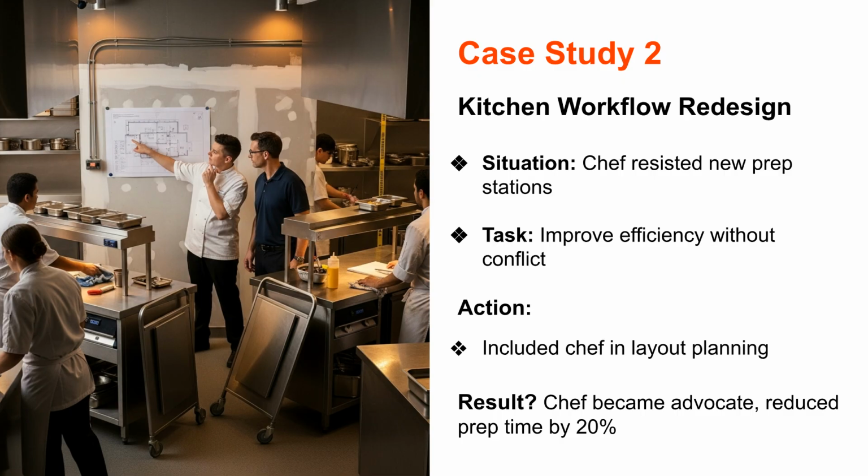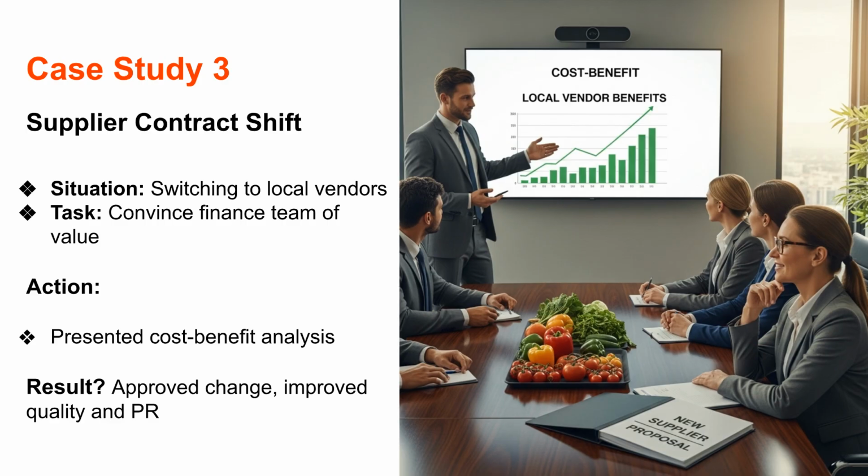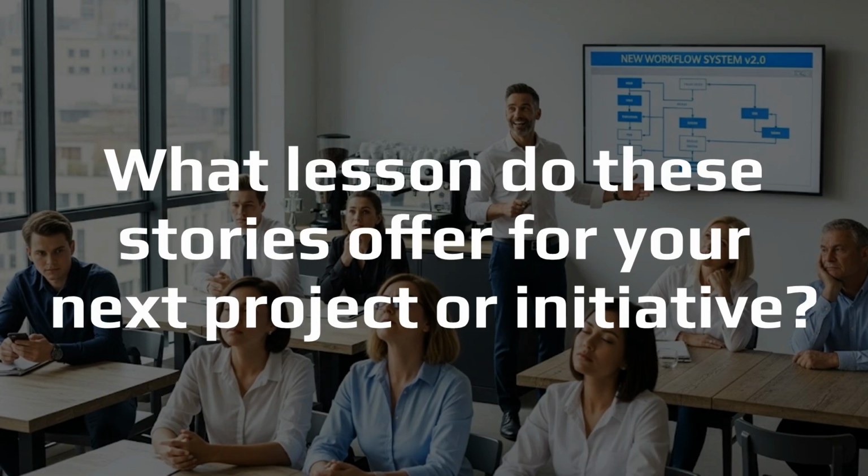Case study 2 involved a kitchen workflow redesign where the chef resisted new prep stations. By including the chef in layout planning, he became an advocate, reducing prep time by 20% and improving efficiency without conflict. In case study 3, switching to local vendors required convincing the finance team. Presenting a clear cost-benefit analysis resulted in approved changes, improved quality, and positive public relations, highlighting the importance of addressing key stakeholder concerns. What lesson do these stories offer for your next project or initiative? Consider how proactive stakeholder engagement could help you navigate similar challenges.